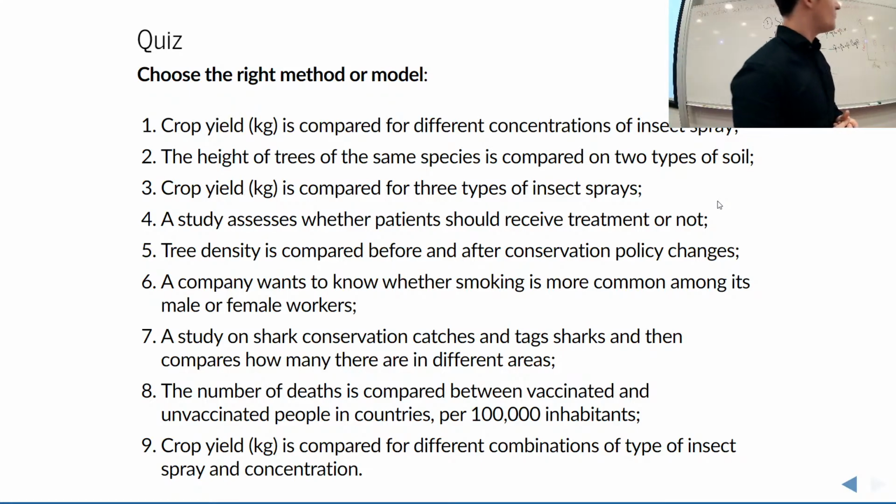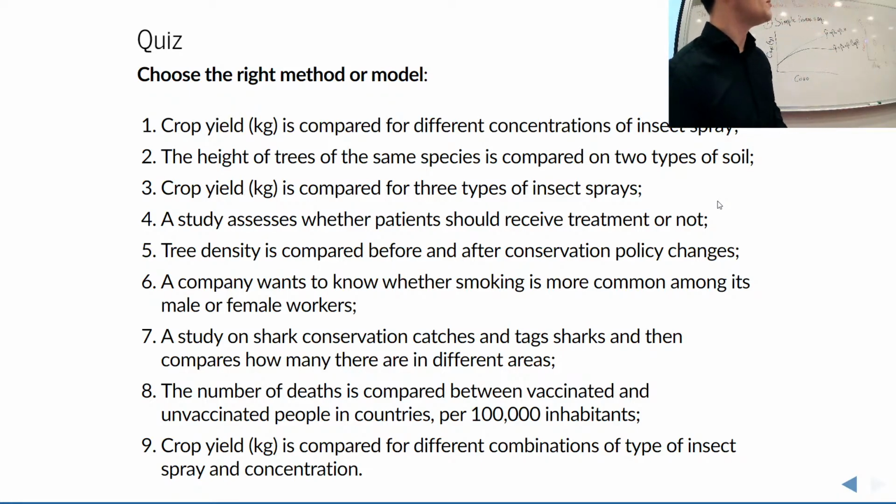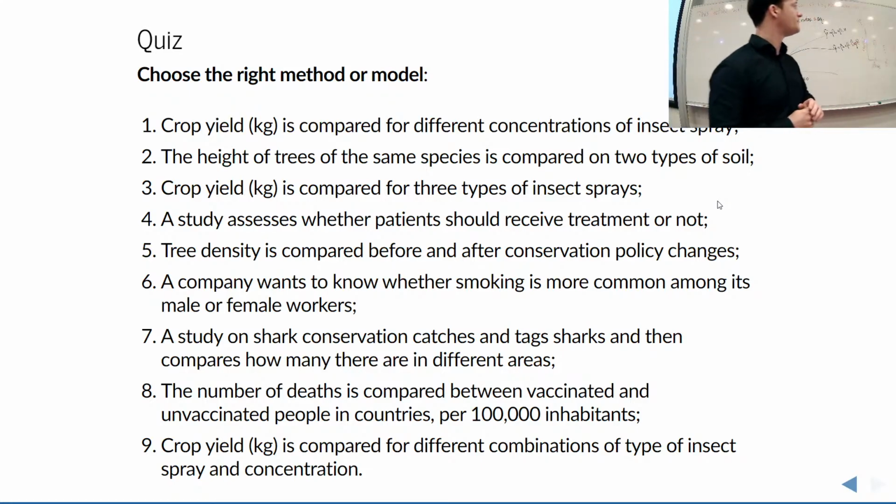Okay, so number 5, tree density is compared before and after conservation policy changes. And she asked, could this be a paired t-test? That's correct. The more general way to do this would be with a mixed model, but since there are only 2 time points, before and after, with no other information specified, this could be perfectly done with just a simple paired t-test. And again it would look like this, except the outcome would be tree density, whatever that means.